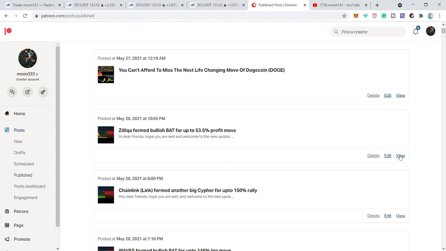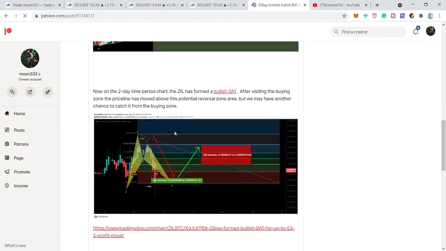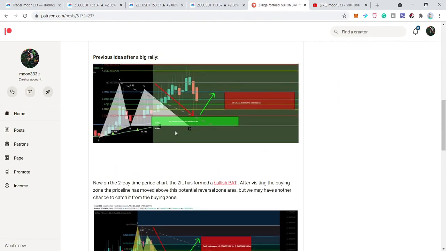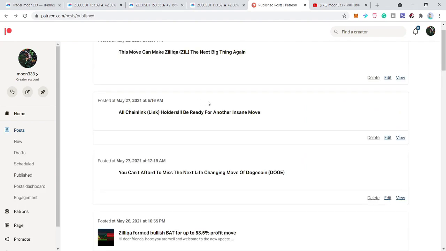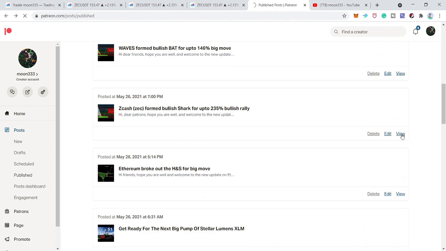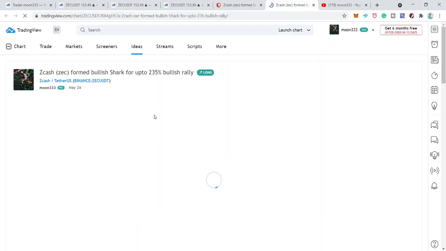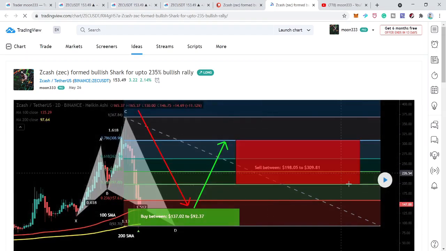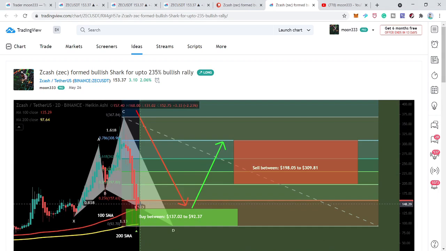And this is the chart when I shared. At that time, the price line just hit this buying zone. Let me show you this. Sorry, this is not that chart. Let me just show you the Zcash. This is the ZEC chart. And on 26th of May, I shared this chart of Zcash when the price action entered the buying zone and moved above the buying zone. And I was expecting that it would give us another chance to catch it from the buying zone. You can see at that time it was moving at $147, and after sharing this chart, on the very next candlestick it moved down to $131, and again it is now moving above this buying zone.